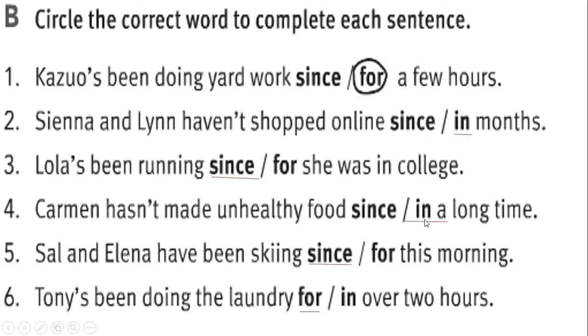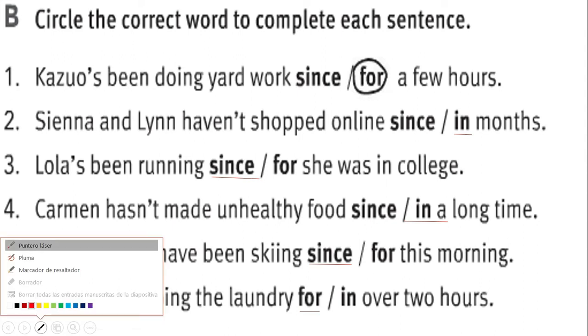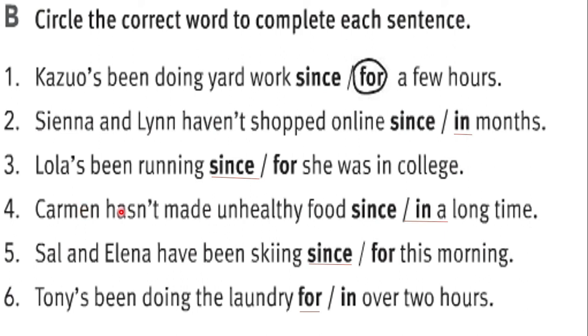¿Por qué in? y no since. Porque it's a sentence with the present perfect negative. Okay, so in is used with present perfect negative. Carmen no había hecho comida no saludable en mucho tiempo o durante mucho tiempo. In a long time. Sal and Elena have been skiing since this morning. Desde esta mañana. Esto es un punto en el tiempo. Desde la mañana. Tony has been doing the laundry for over 2 hours. Ha estado lavando su ropa durante 2 horas ya.